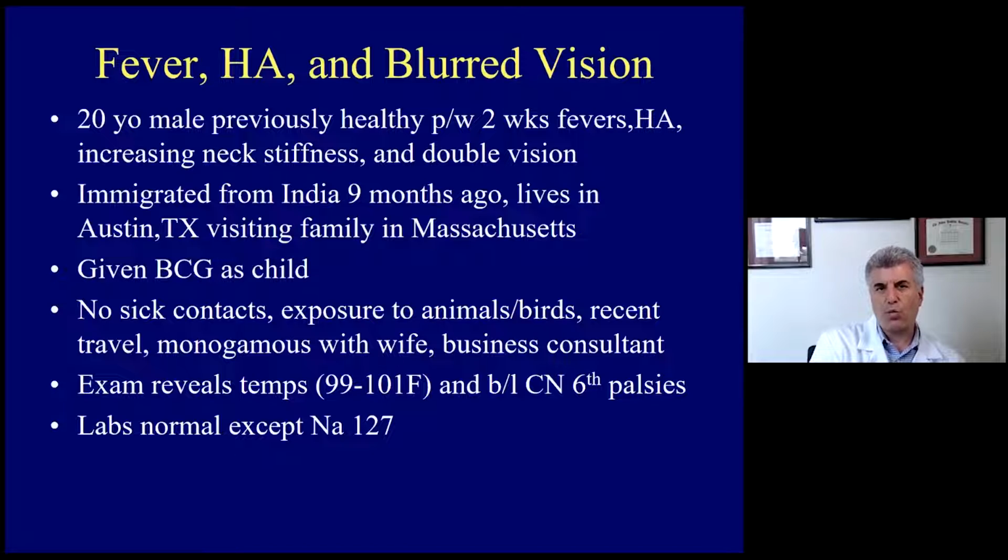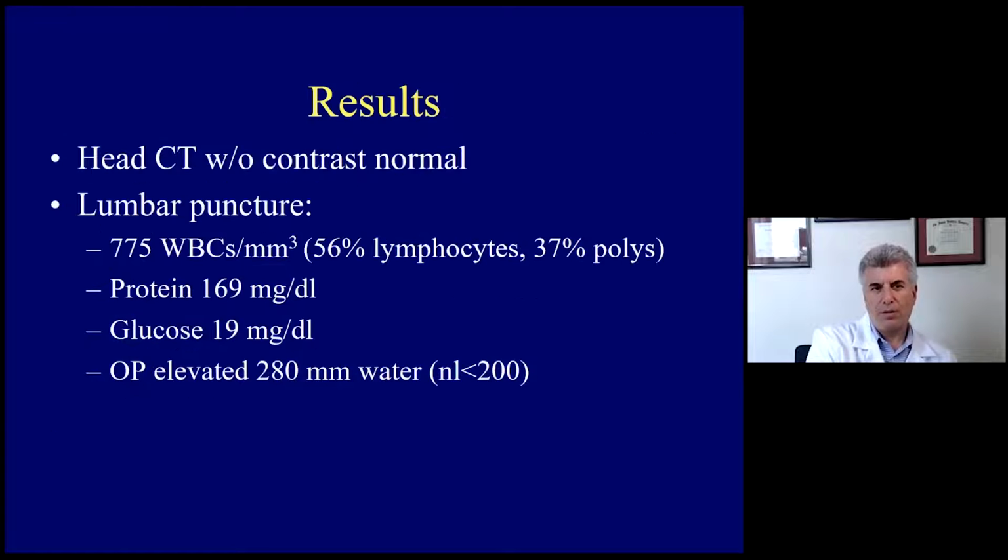He's monogamous with his wife, and he's a business consultant. His exam showed that he had daily fevers as high as 101 Fahrenheit. And he had bilateral cranial 6 nerve palsies. He couldn't bury the whites of his eyes when he looked laterally on either side. His labs were normal except for a sodium of 127, so he was hyponatremic.